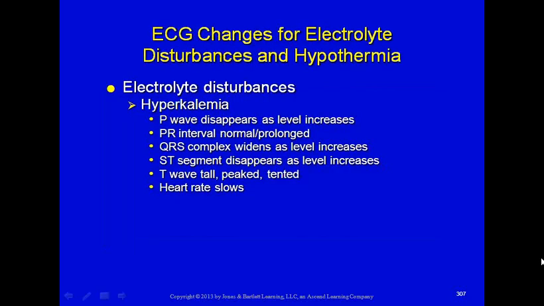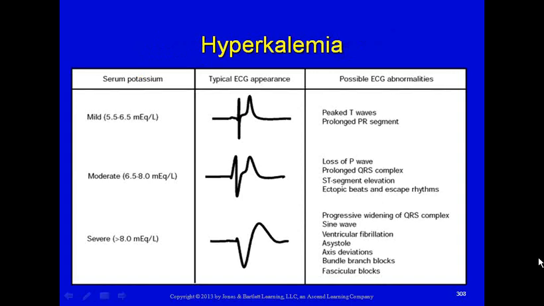With hyperkalemia, the P wave disappears as the level increases, the PR interval remains normal, might be slightly prolonged, but the QRS complex widens as the level increases as well. The ST segment disappears as the level increases, the T wave is tall and peaked and tented, and the heart rate slows down. So when you have mild elevation in serum potassium, you see that we have peaked T waves and a prolonged PR segment.